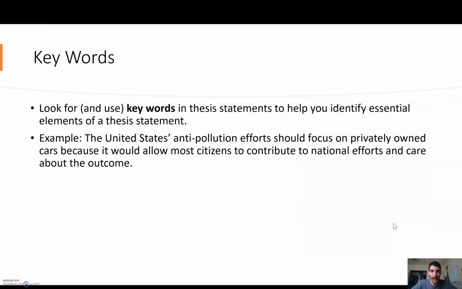Let's look at this in practice. And one of the ways that you can help readers identify your essential elements of a thesis is by using specific keywords that will help readers distinguish, oh, that's the topic, that's the opinion, and those are the reasons.